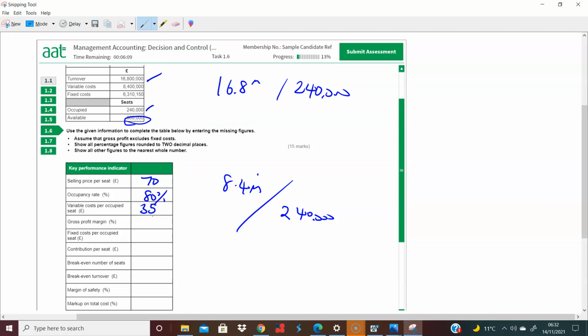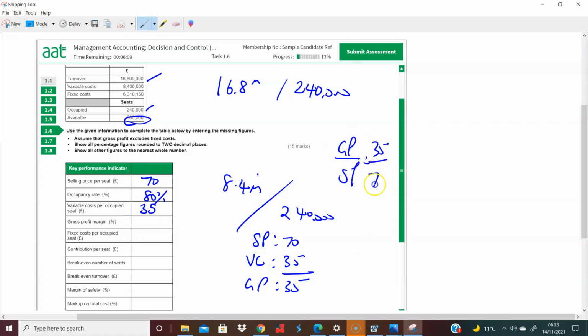So what you're having here is your selling price at 70. You have your variable costs, which is really your cost of sales, of 35, and you have your gross profit at 35. And so your gross profit margin is the relationship between your gross profit and your selling price, which is equal to 35 over 70, and that's 50%. Yeah, 50%. Right.